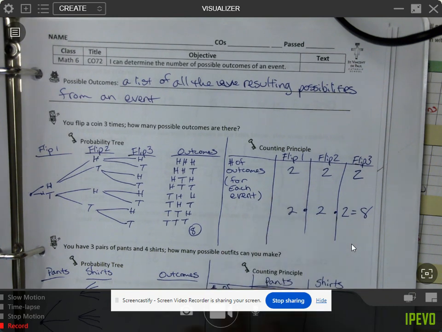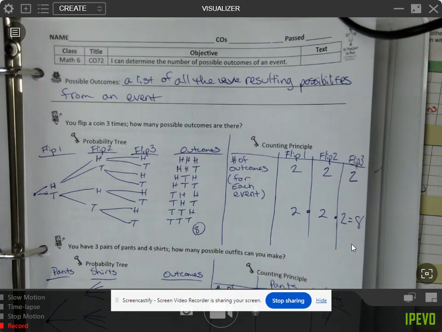So for our homework, I told you I want you to list every event and how many outcomes there are. So when we go to correct the next page, I want you to make sure that you got your events correct and the outcomes for each event.